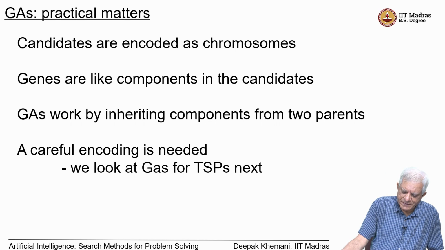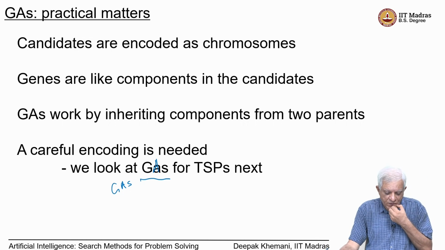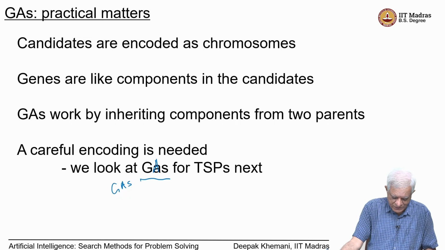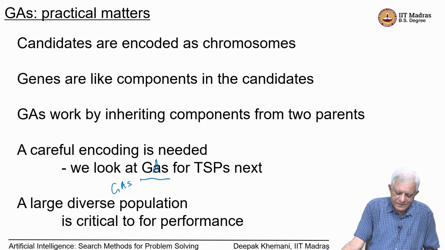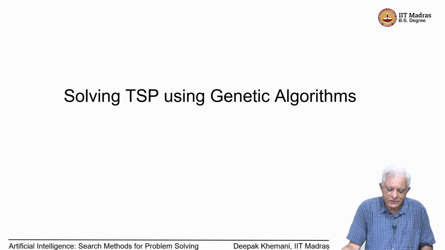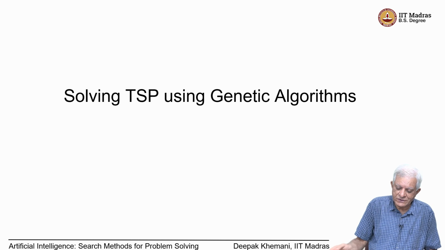So, GAs are often used for many problems, and we will look at how we can solve TSP using genetic algorithms next. And the last observation we made is that a large diverse population is critical to the performance of genetic algorithms. So, we will come back and look at how TSP can be solved using genetic algorithms.